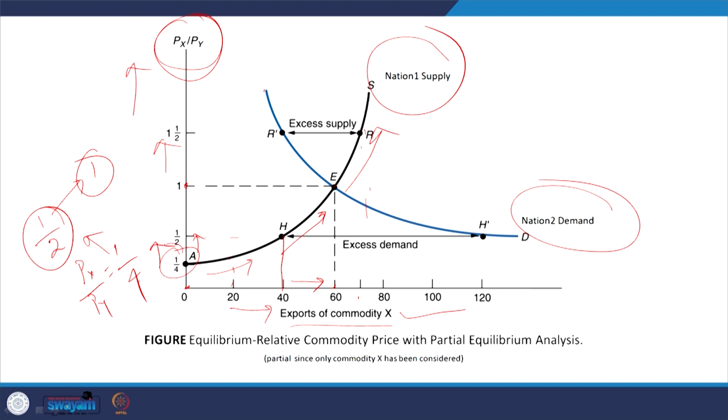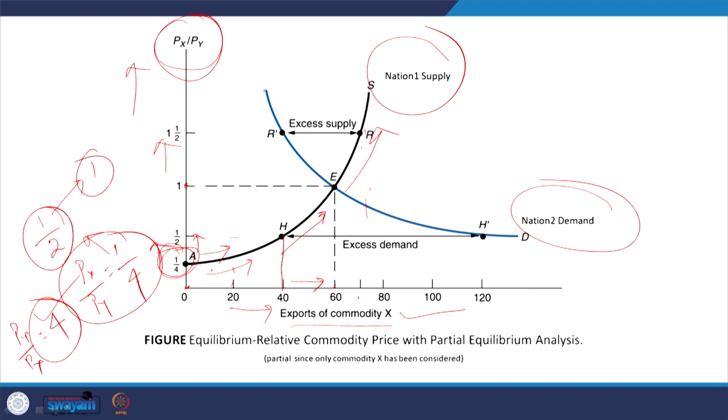Similarly, at this price, the terms of trade for nation 1 is Px by Py, and for nation 2 the terms of trade is Py by Px, which will simply be 4. At 4, country 2 demands very little, because the relative price of X is much higher. So, what is going to happen due to trade? Nation 1 is more incentivized to export more.